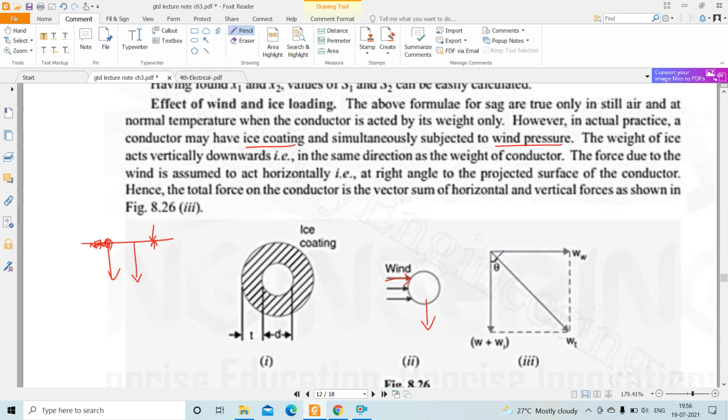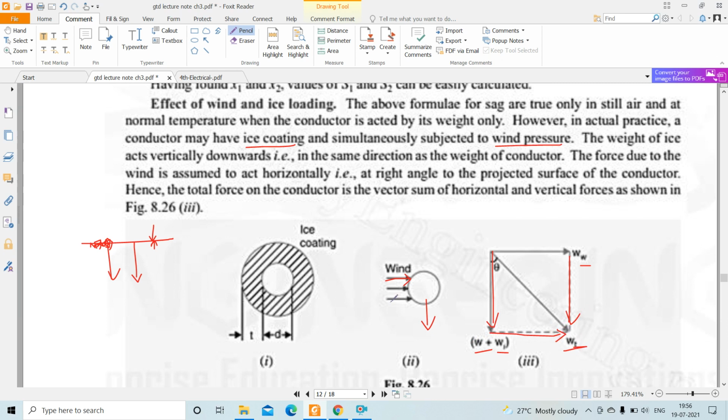Drawn over here, this is the vertical line, which is the summation of the weight of the conductor and the weight of the ice, and this is the horizontal, which is the force of the wind. If we do the vector sum of the vertical component and the horizontal component, it gives us Wt, the total weight.